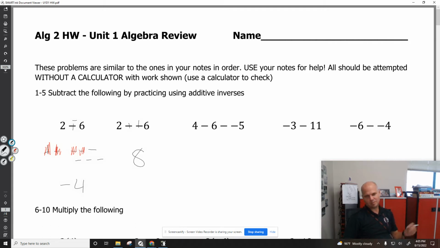Two positives, six positives. With addition, you can do it in any order, whatever order you'd like. Don't do this with subtraction. Don't do things in any order until you've changed it to add the opposite. But negative 6 and 5 is easy to combine. I have one more negative, so that's negative 1. 4 and negative 1, I cancel one positive, I get 3. Negative 11, negative 3, negative 14. Negative 6 plus positive 4, negative 2. Okay.